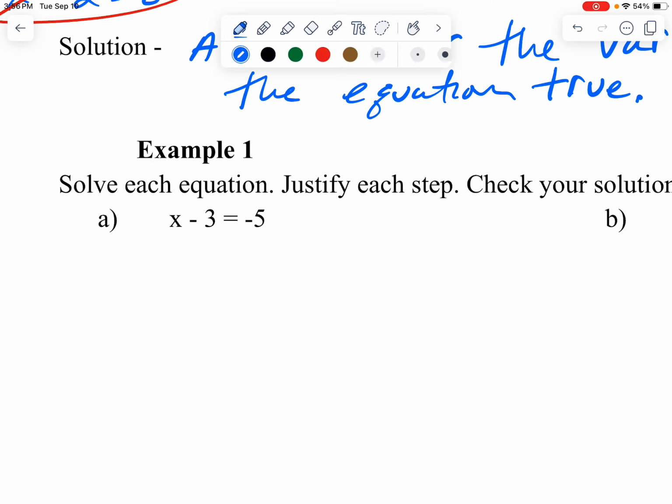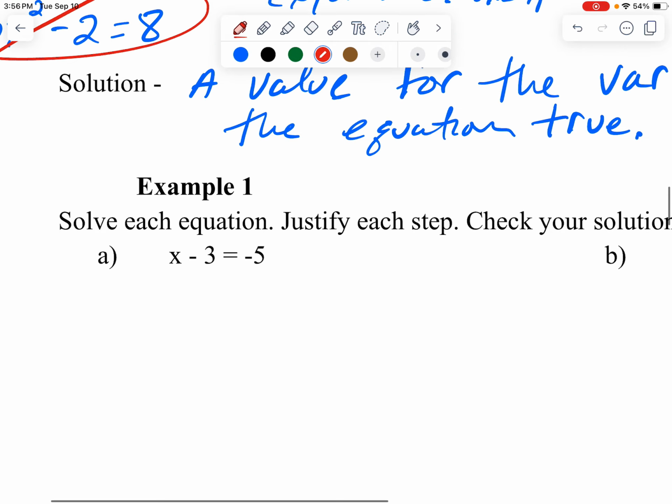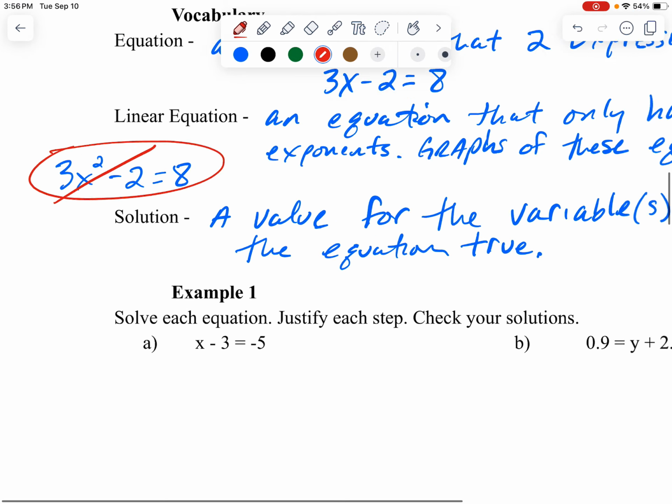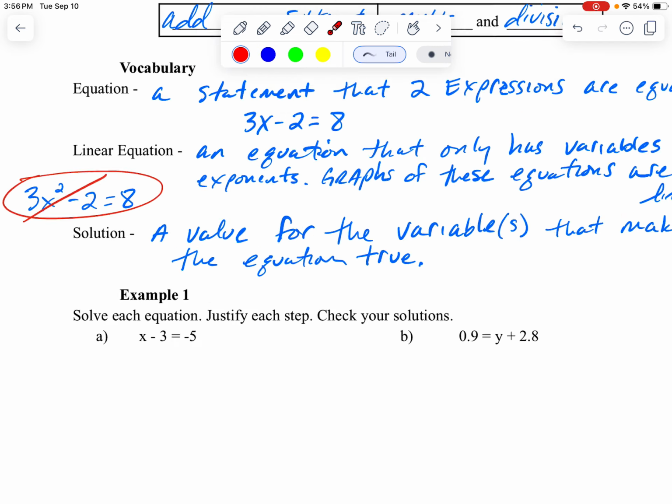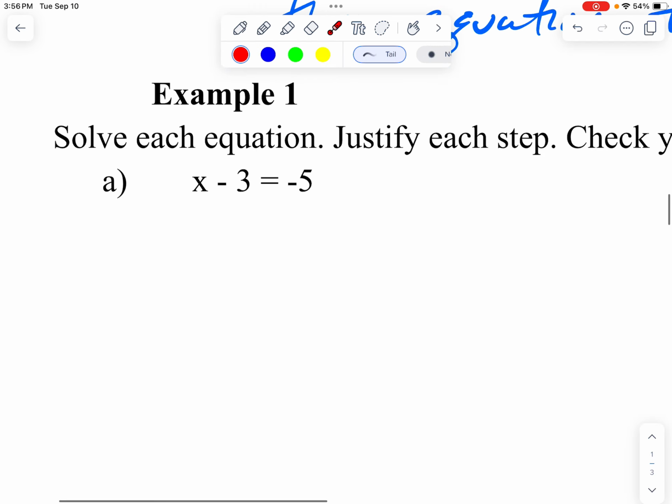So what we would do here is we want to do basically the opposite of whatever's happening. And let me explain what I mean by that. I have this value x, and what I'm doing is I'm subtracting 3. So I've got x, and I subtract 3, and that equals -5. So if my goal is to get this x alone, if I want to find that value of x, I need to undo the subtraction. And like we set up above, the opposite of subtraction is addition.